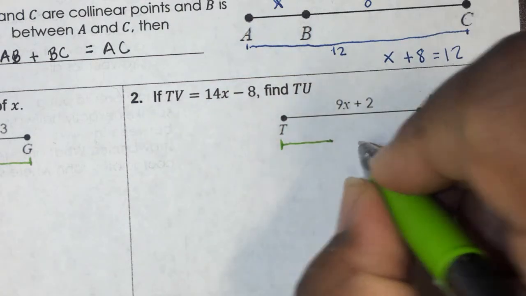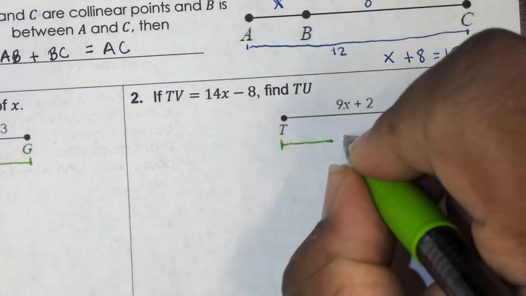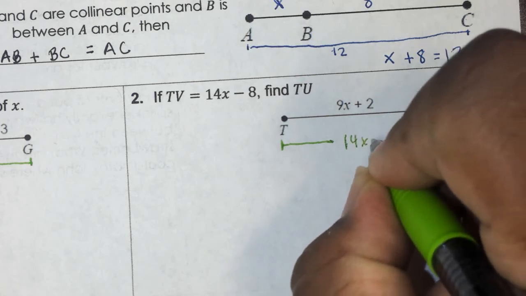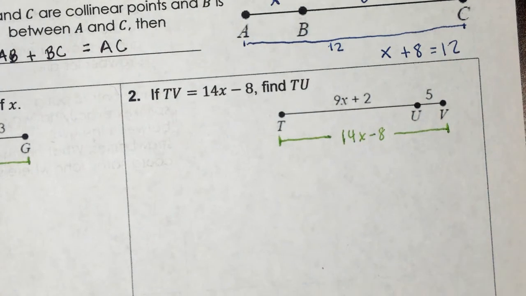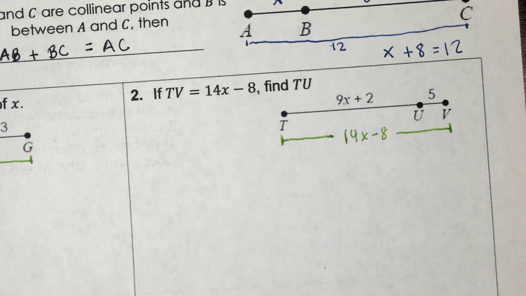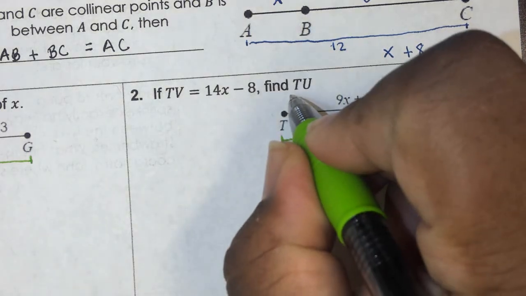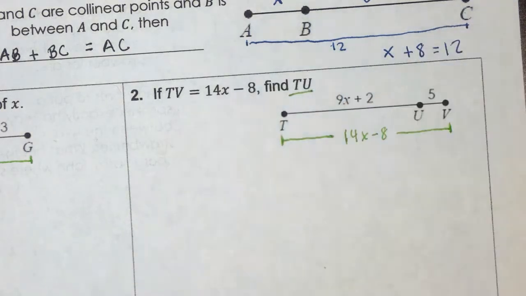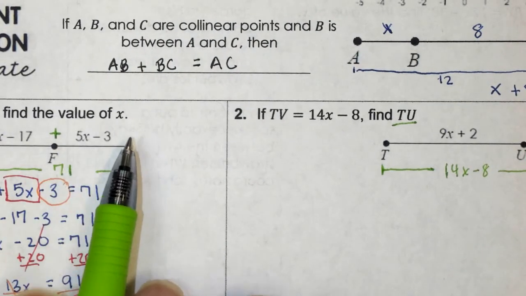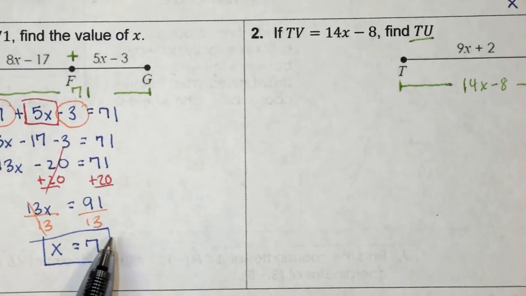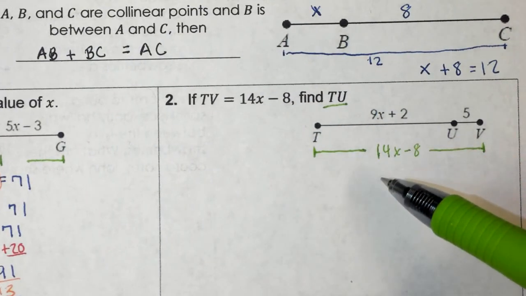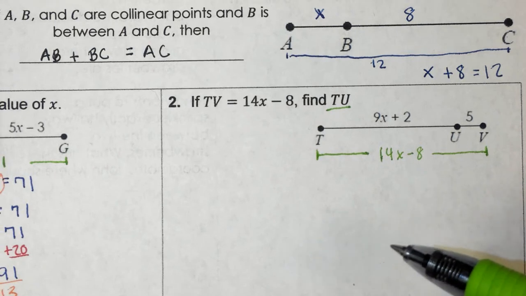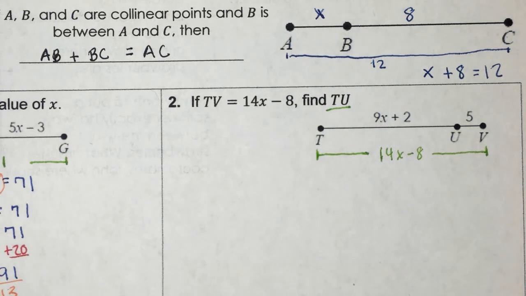I'm still going to put it down here. Say TV, which is my whole thing, is 14x minus 8. Make that my TV. And then they want me to find TU. Now this is the part you have to pay attention to. They said find TU. The first one said find the value of X, so all we did on the first one was find X. On the second one, we have to find the value of X, but then after that, we have to do something with it. And what is it that we have to do with it? Anybody know?